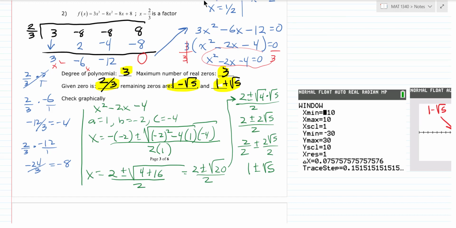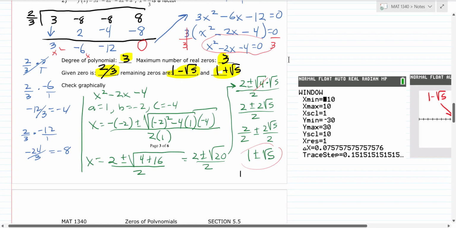So after you get everything set up in the quadratic formula, you're going to end up getting to the place where you get 2 plus or minus square root of 20 over 2. Okay, I broke up the square root of 20 into square root of 4 times 5. Square root of 4 is 2. And then once I did that, notice I split it up. I do 2 over 2, and then 2 root 5 over 2 to get the other two zeros. Okay, so that's how that would work.